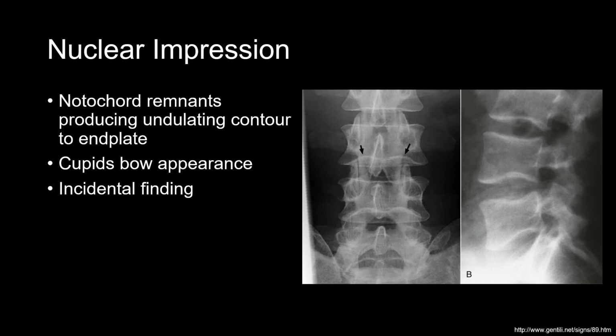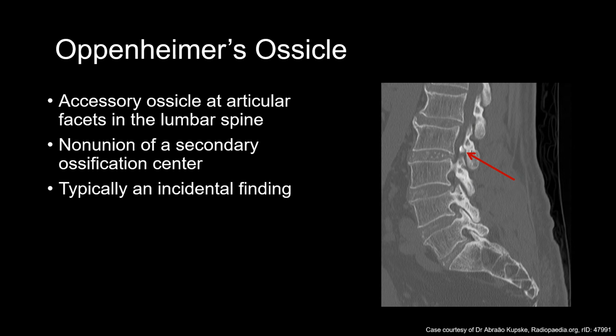Nuclear impression is caused by notochord remnants, and it creates this undulating or Cupid's bow type appearance to the end plate of the vertebral body. Oppenheimer's ossicle is an accessory ossicle at the superior or inferior articular facet of the lumbar spine usually. So it's an incidental finding. We can see one here just hanging out, and usually it doesn't cause issues.